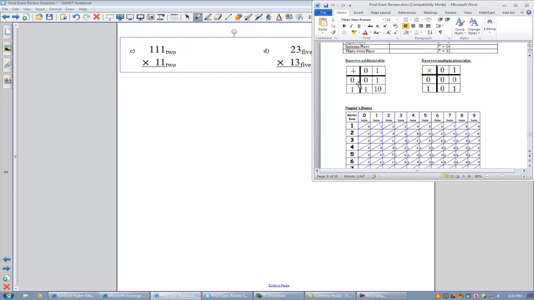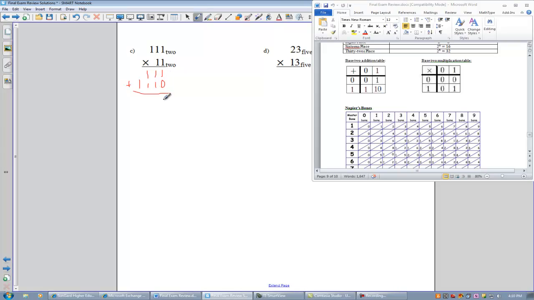So 1 times 1, now notice 1 times 1 over here, sorry. 1 times 1 is 1, so I get a 1. And then I put a 0 here, because I'm really in the 2 spot, so there's no 1. So 1 times 1 is 1 again, 1 times 1 is 1 again. And then I add these two numbers base 2 again to each other.